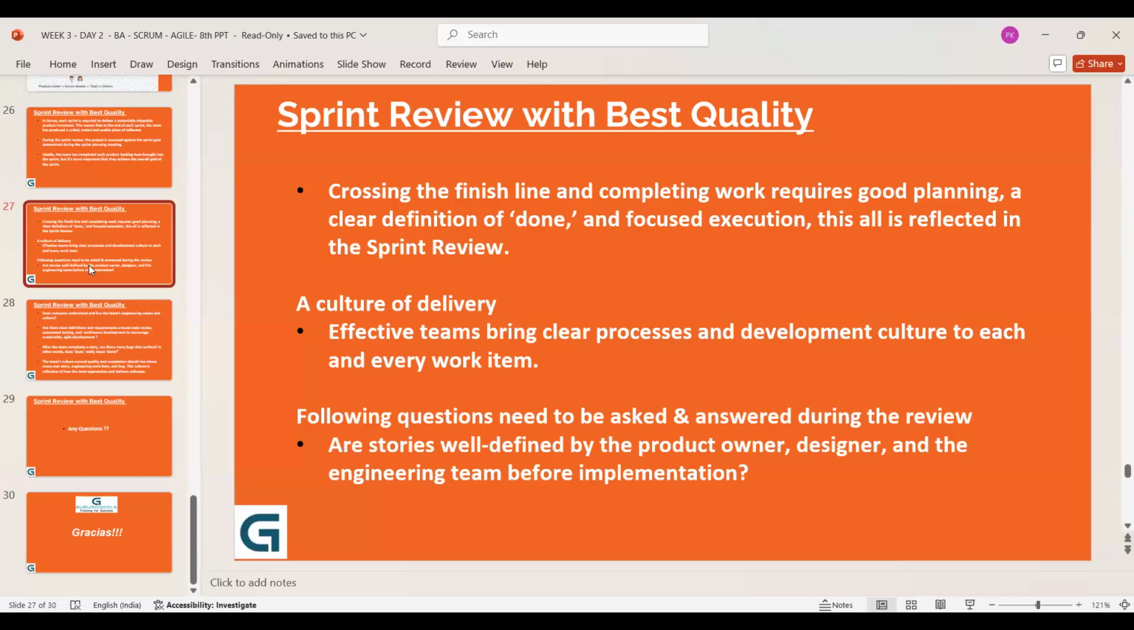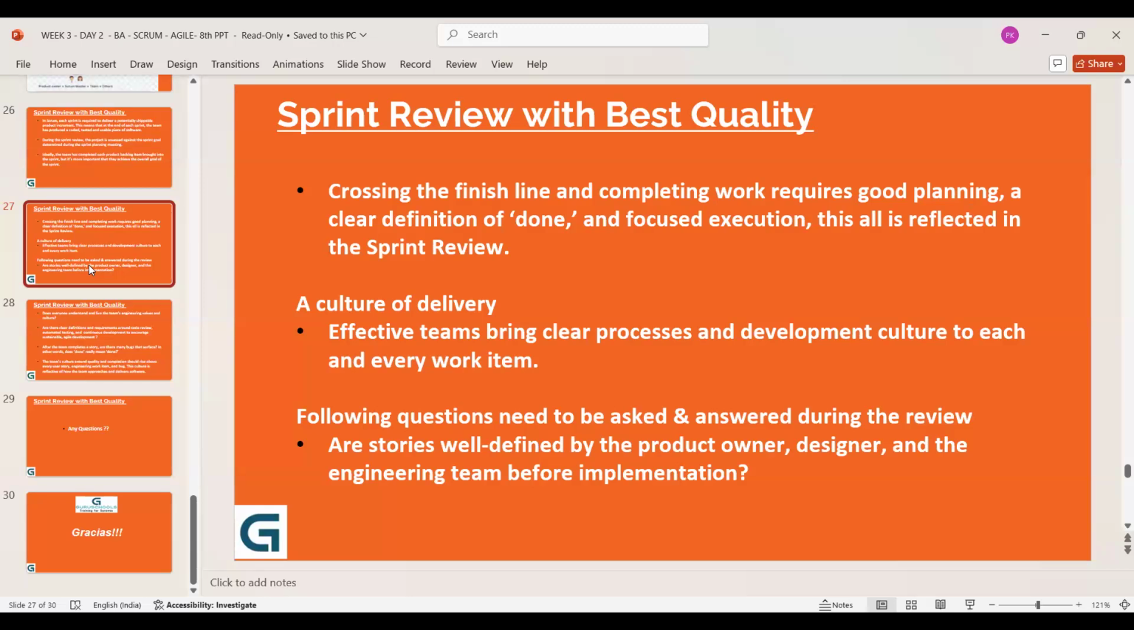And focused execution. Focused execution means as a team, as stakeholders, we have to be extremely focused, extremely dedicated towards our goal, what we have to achieve. That is being mentioned. Next point, a culture of delivery. A culture of delivery: effective teams bring clear processes and development culture to each and every team, every work item.